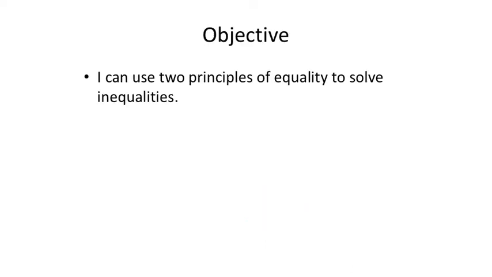Like we saw in the bell work there is just kind of one extra rule. And here's our objective though. So we did just on the bell work there use two principles of equality to solve the inequality with, again, it's just one small extra rule added to our principles of equality, okay? So I'll take 30 seconds and copy this down, please.